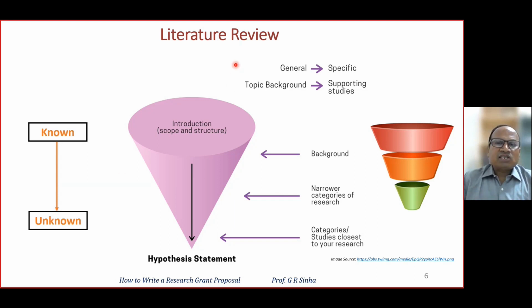So the literature review goes from a general or generic approach to a specific topic. Background is with which we begin, and we go towards supporting studies. We begin with background, we go on narrowing, and we get to narrower categories of research. And finally, we try to get a very specific category, what we call the hypothesis statement.